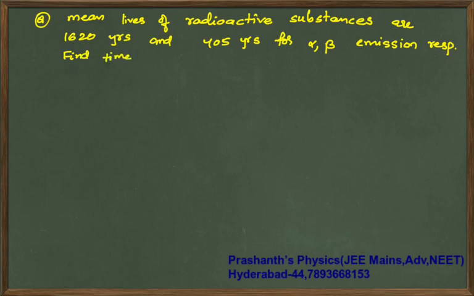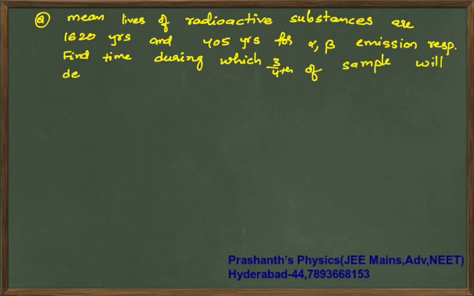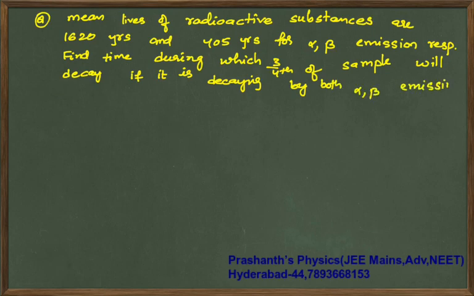Find the time during which 3/4 of the sample will decay if it is decaying by both alpha and beta emission simultaneously. So this is an example of parallel disintegration.